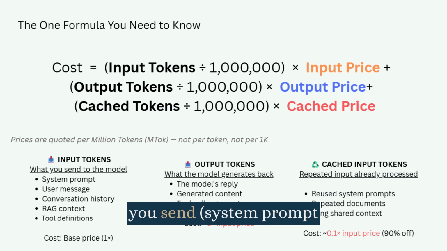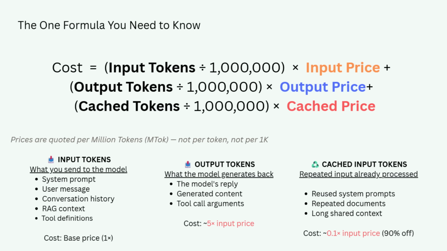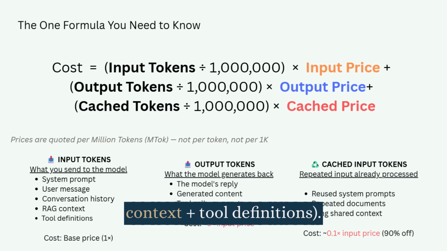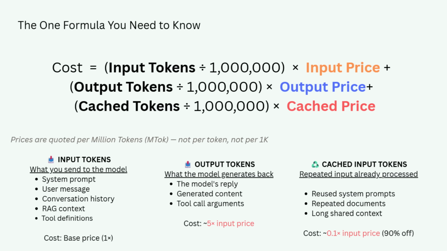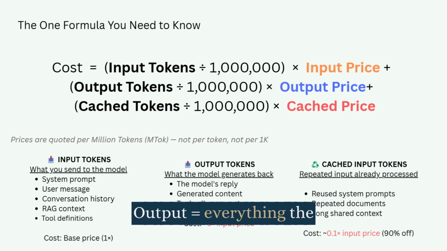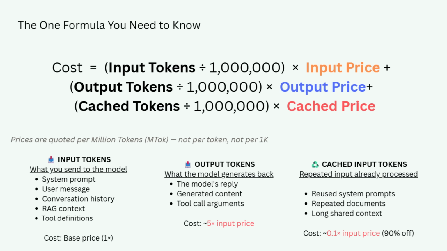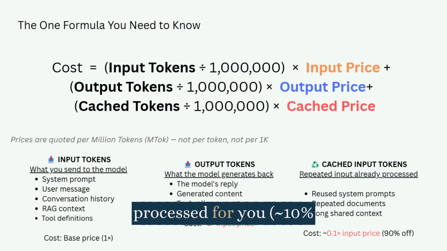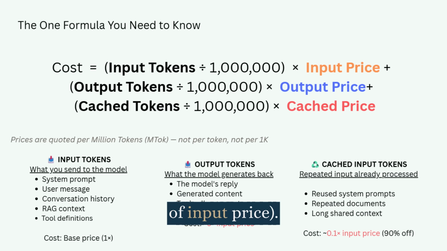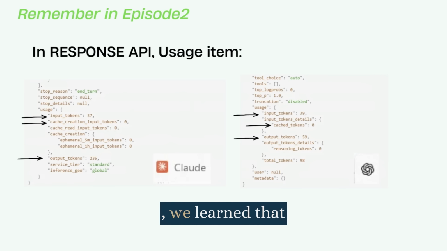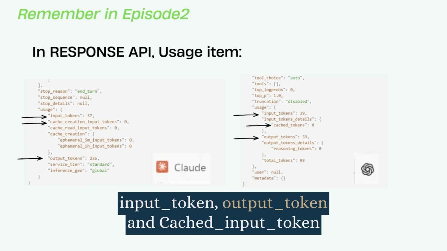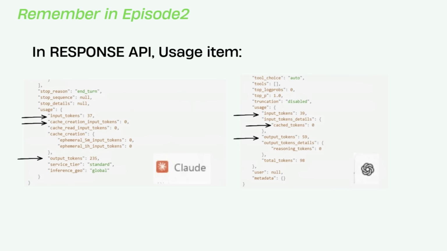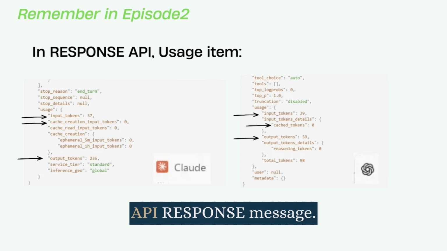Input equals everything you send: system prompt plus user message plus conversation history plus RAG context plus tool definitions. Output equals everything the model generates back. Cached_input_token equals repeated input content the provider already processed for you, approximately 10% of input price. Remember, in episode 2, we learned that input token, output token, and cached input token values can be extracted from the REST API response message.